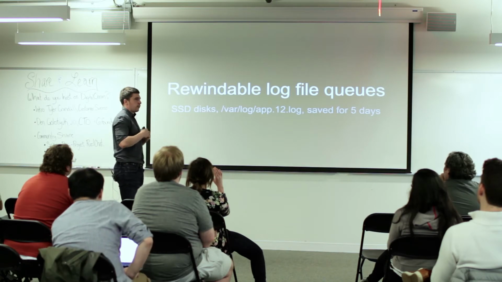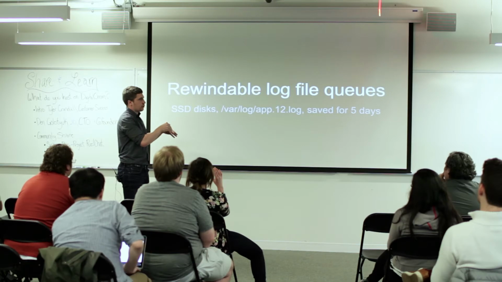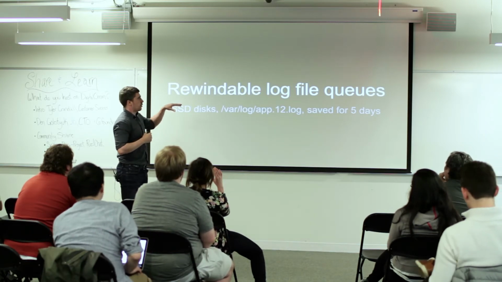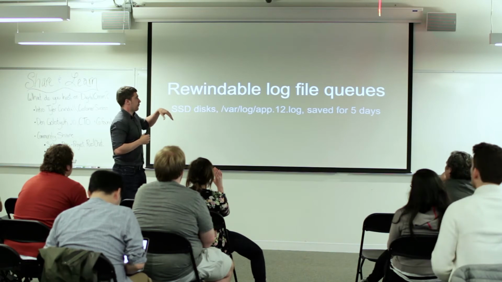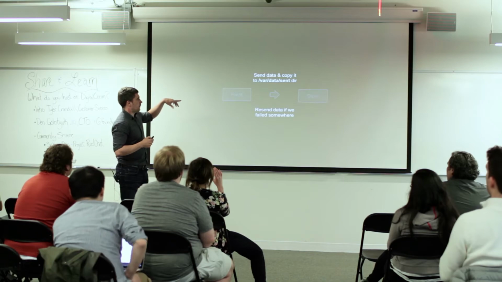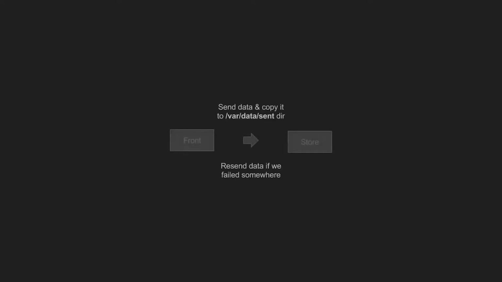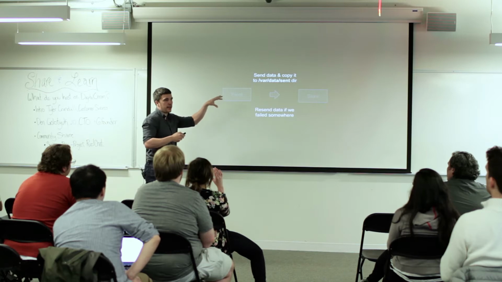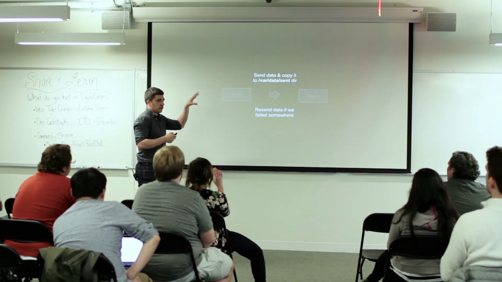We use Nginx to upload files to the nodes. But it allows us to use the rewindable log file queue approach. If we failed something, for example, just a bug in development, and we lost some data, we always have a chance to do the rewind, to resend the data from the previous droplet to the next droplet.